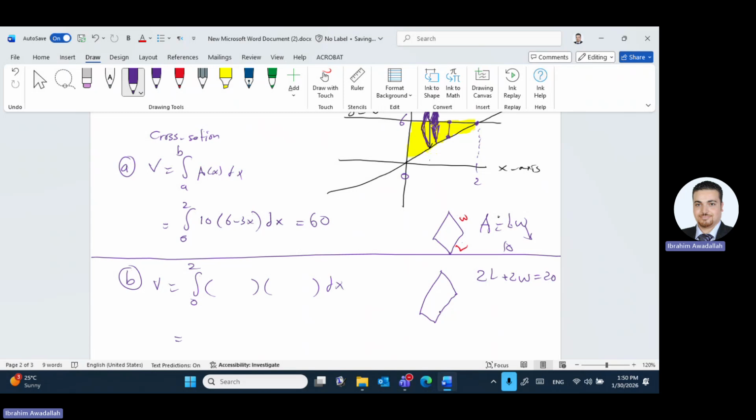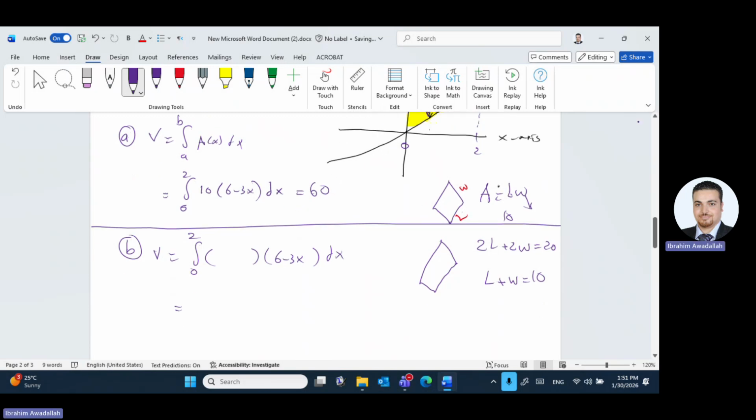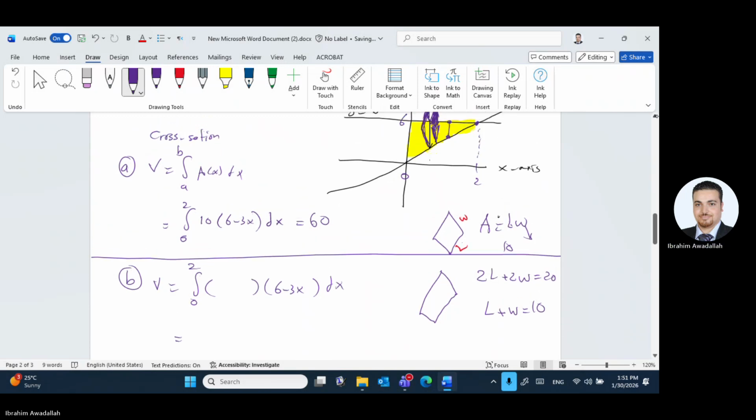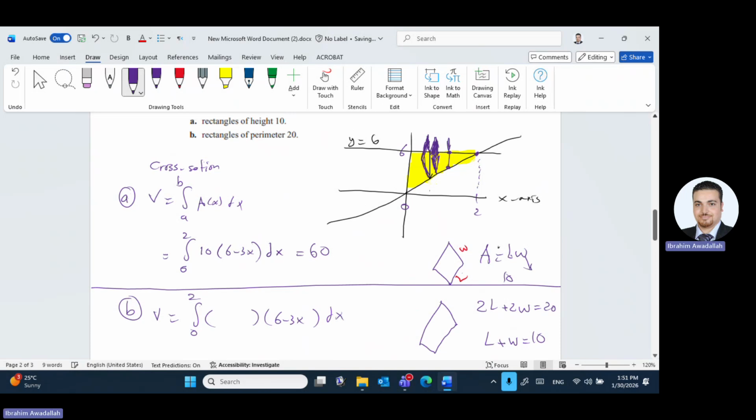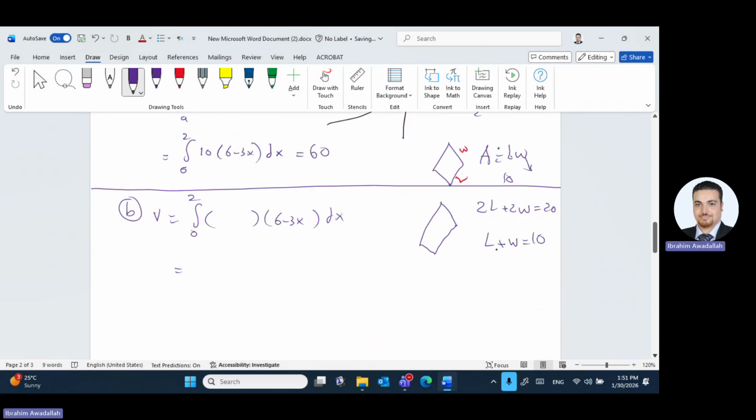What should I write here? This one, no change. You see the width is the same, 6 minus 3x. But we don't have the height. They tell us that this plus this equal 20. If I divide by 2 and 2 and 2, the answer will be L plus W equals 10. That means this plus this equal 10. This one I know. This one I don't know, so I will keep it as y. So here we can write 6 minus 3x plus y equal 10.